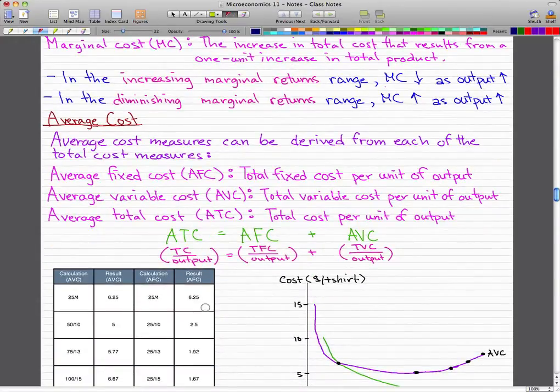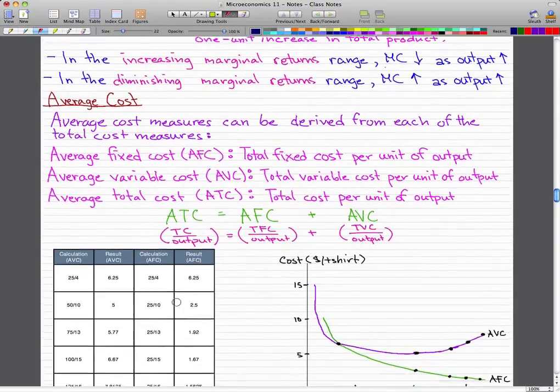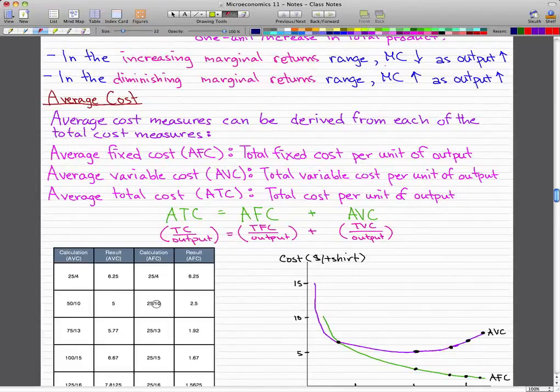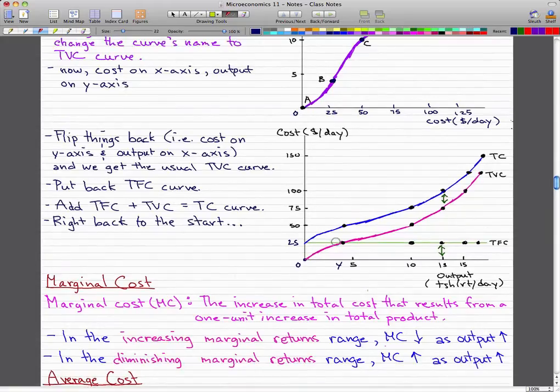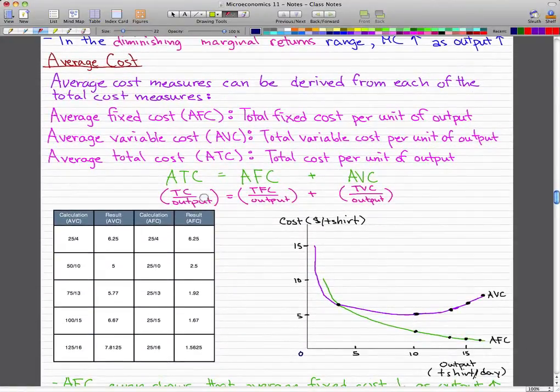So we're taking this point and dividing it by that point to get the average variable cost. For AFC, we're not taking the same thing, because for this point we're doing 25 divided by 10. So we're taking the same point on the TFC and dividing it by the output. So we're taking the cost divided by the output. And that's where I got these numbers.